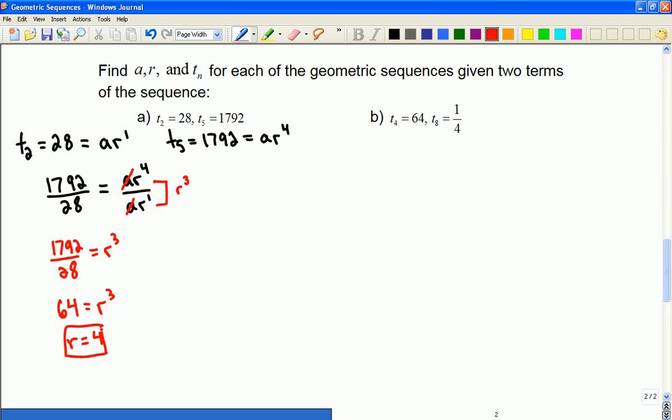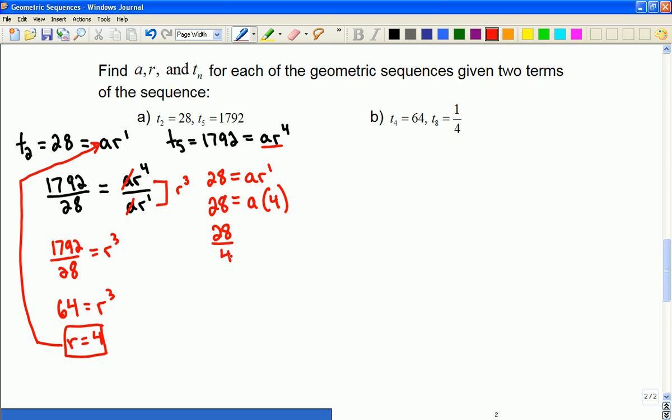Now that I have my common ratio, I can use it to figure out what was the first term. You could do it in either equation. I tend to pick the ones with the smallest exponent though. So 28 is AR to the first, and we just found out that the common ratio is 4. So now I can solve for the first term. The first term is 7. So putting them together then, I know that the term formula is going to be 7 times 4 to the n minus 1. So I can find any term now just from starting at these two.